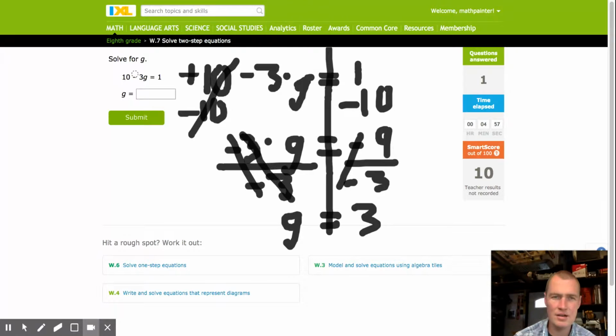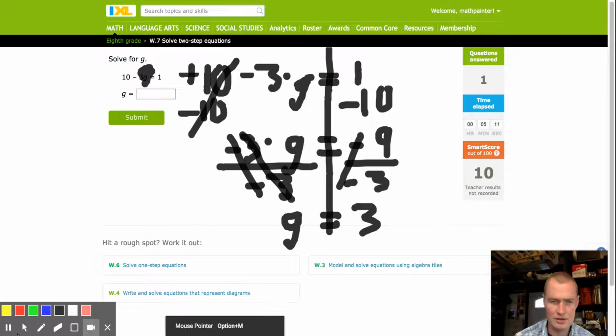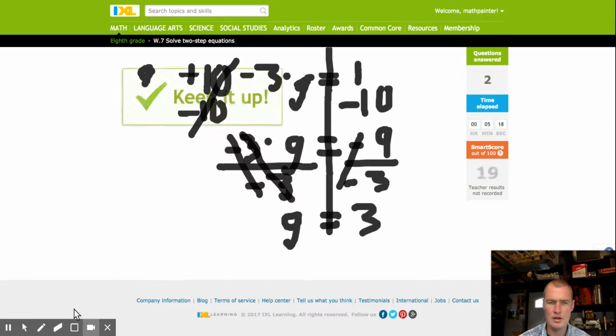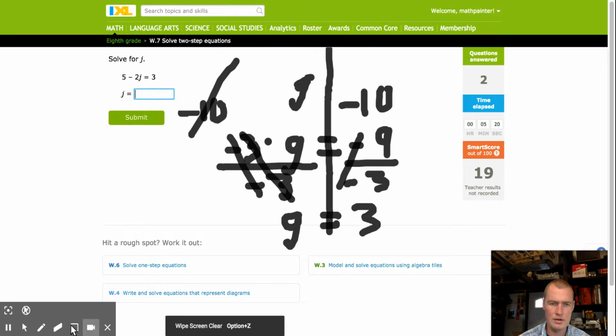So let's double check it too. We've got 10 minus 3 times 3. Let's see, 3 times 3 is 9. So that would be a 9 in there. So 10 minus 9 is 1. Yeah, that would work great. So we checked it. We know it's going to work. Guaranteed. It's going to be 3. And there we go. 19 points.